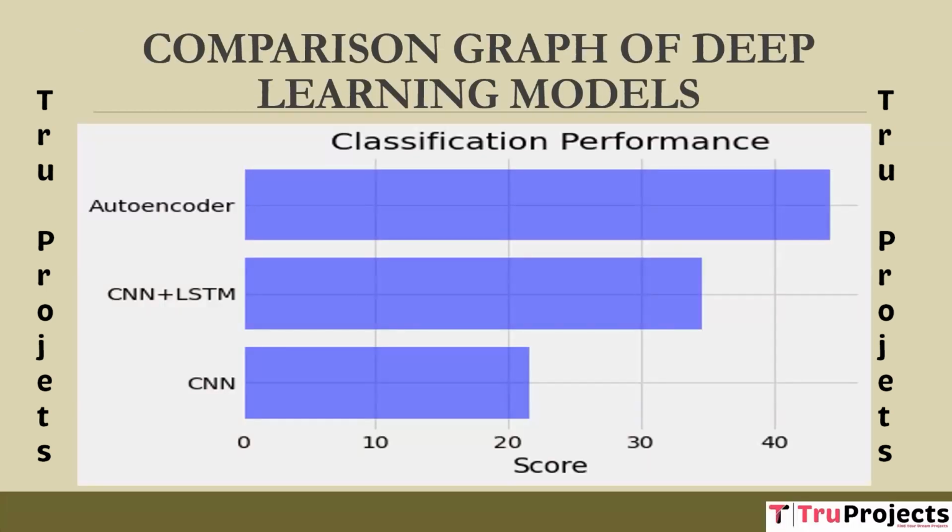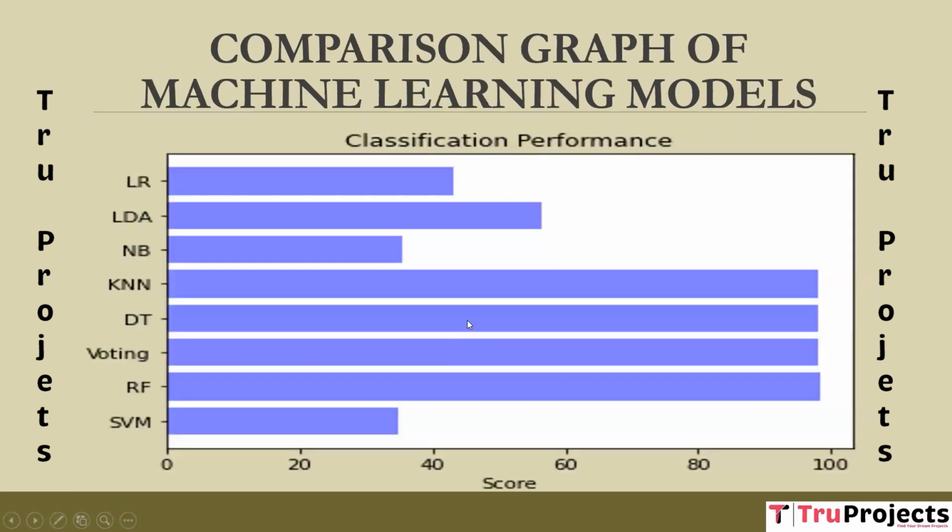Comparison graph of deep learning models. This is the comparison graph using deep learning models. Here on the x-axis we have the accuracy scores, and on the y-axis we have the algorithm names of deep learning models, and these are the accuracy values.